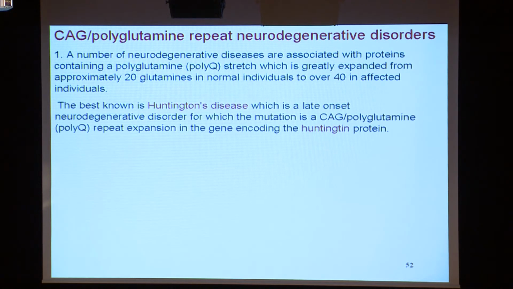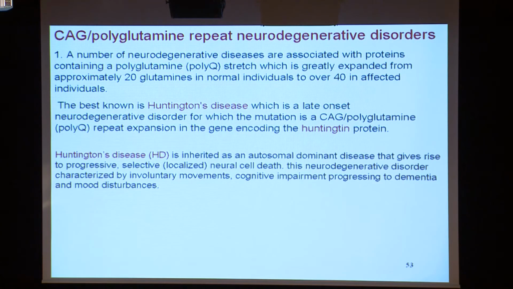The best known of these is Huntington's disease, which I'm sure you've heard of, a late onset disorder where the CAG polyglutamine repeat is in the gene encoding a protein called Huntingtin. And Huntington's is inherited as an autosomal dominant disease. It gives rise to progressive and localized neural cell death. And this is characterized by involuntary movement, cognitive impairment, progressing to dementia, and mood disturbances.